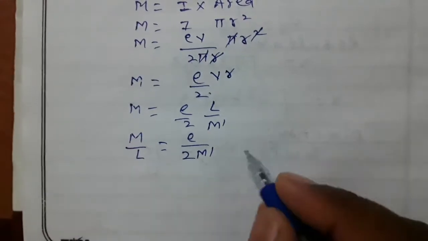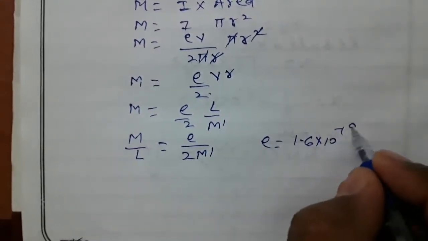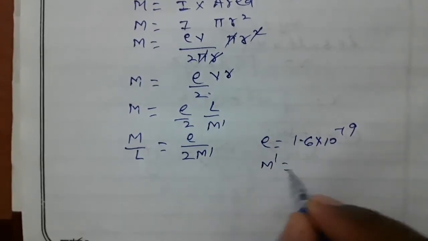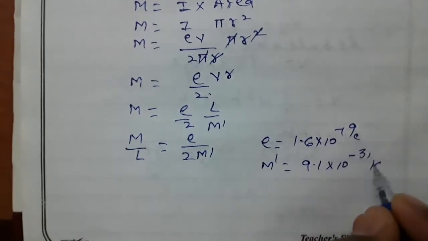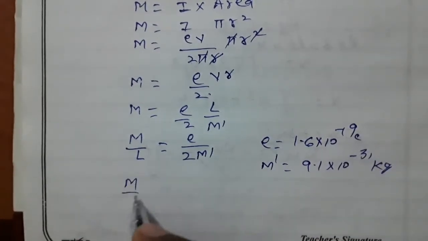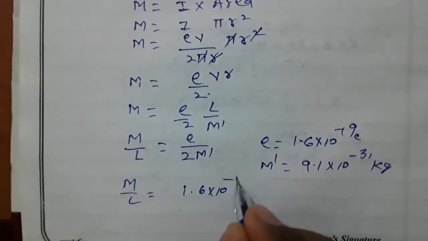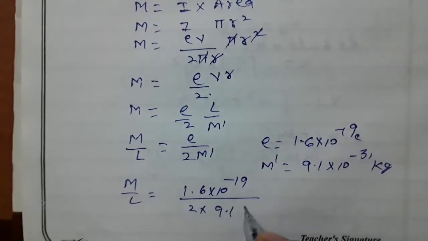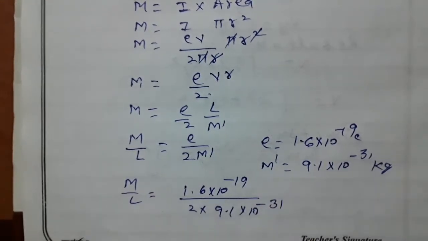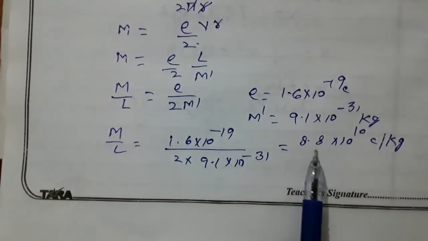From here we can put the value of e, 1.6 into 10 power minus 19, and m dash, the mass of the electron, 9.1 into 10 power minus 31 kilogram. So M by L is equal to 1.6 into 10 power minus 19 divided by 2 into mass, 9.1 into 10 power minus 31. This value will be 8.8 into 10 to the power 10 coulomb per kilogram.